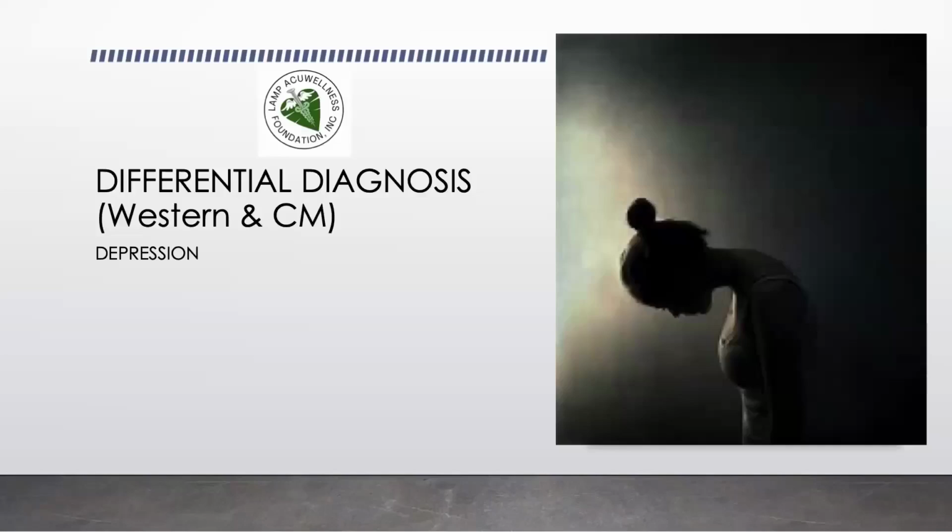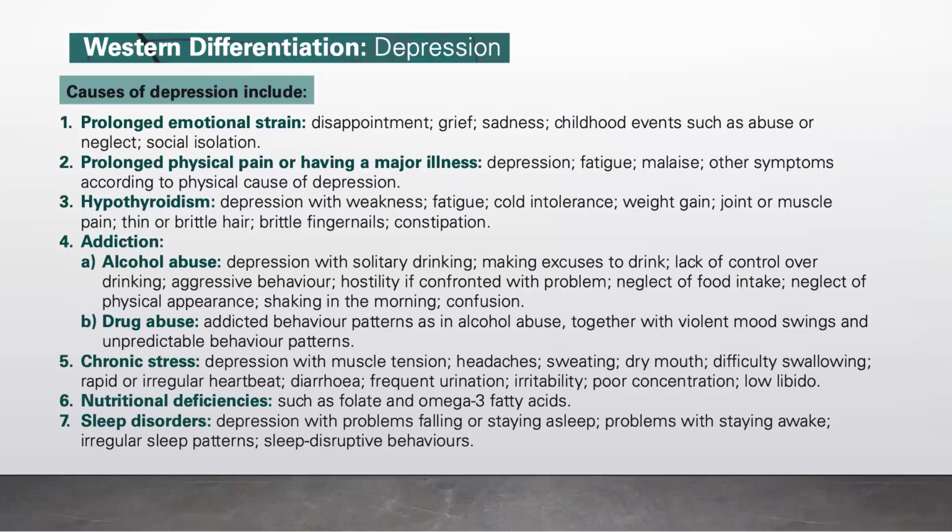Let's proceed to differential diagnosis in Western and Chinese medicine, and let's talk about depression. In Western differentiation, the causes of depression include, first, prolonged emotional strain. This includes disappointment, grief, sadness, childhood events such as abuse or neglect, and social isolation. Another cause is prolonged physical pain or having a major illness. This manifests with depression, fatigue, malaise, and other symptoms according to the physical cause of depression.